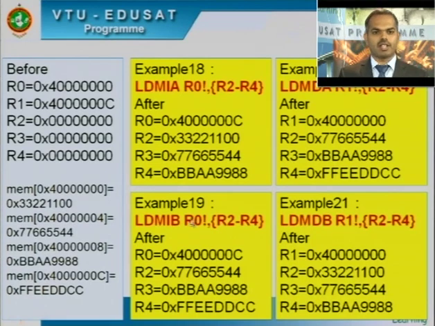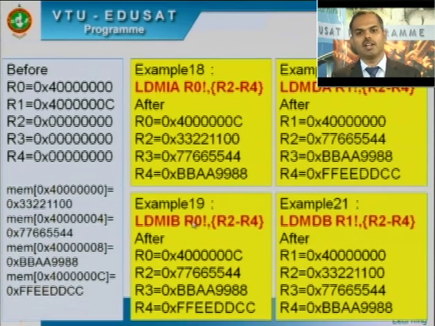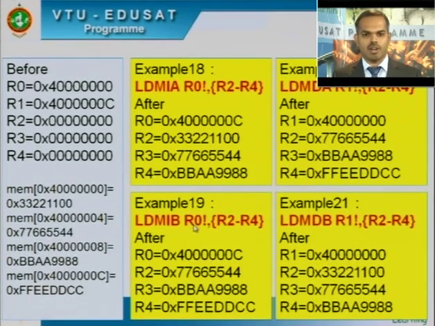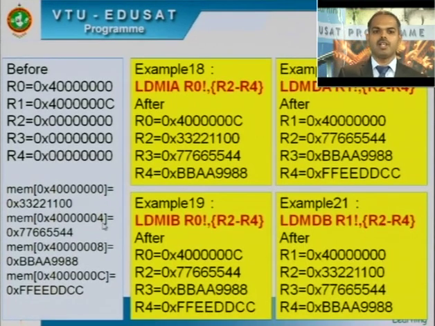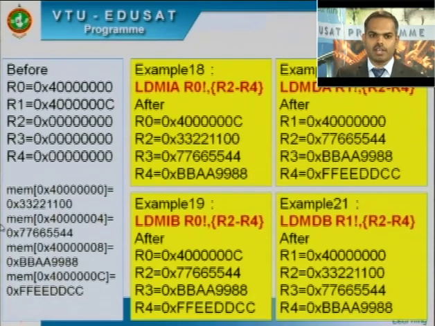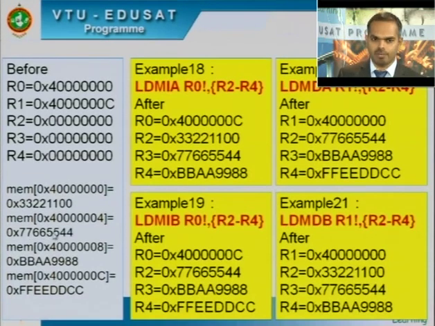Let's see if R0 is holding the value 0x40000000, or 4 followed by 7 zeros. That 4 followed by 7 zeros increments before copying the value to the R2 register. So R0 holds 4 followed by 7 zeros. It increments before executing the copy. R0 becomes 0x4 followed by 6 zeros and 4. The value at that location, 77, 66, 55, 44, gets copied to R2.